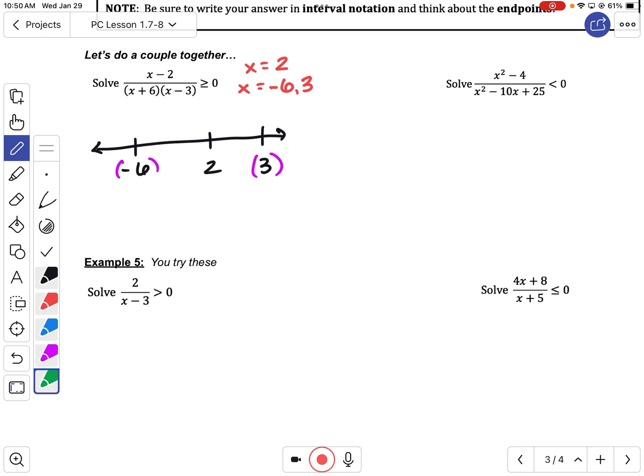-7, okay? So here's what I'm going to do. If I plug in a -7, now I'm not going to always write these down, but I'm going to do it for your example so you have it in your notes. So I'm going to start with a -7. If I plug a -7 in on the top, would I get a positive or a negative number? A negative. On the bottom, -7 plus 6, what would that give me? Negative. And -7 minus 3. Negative.